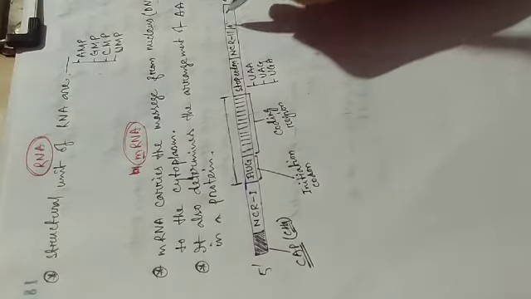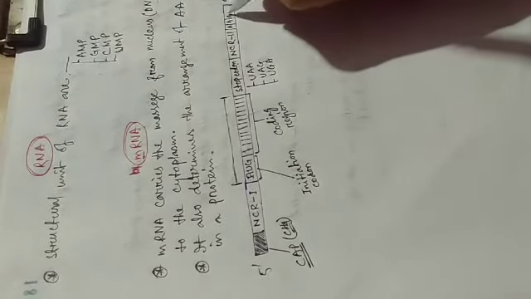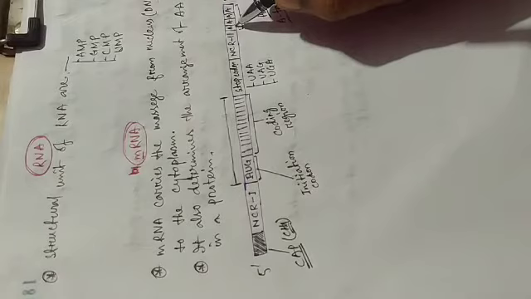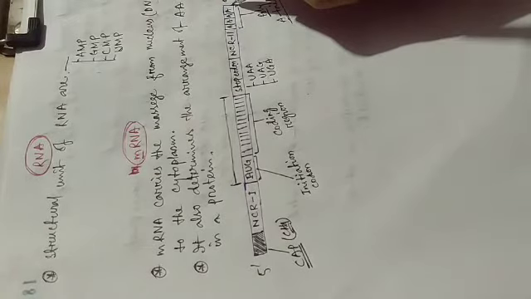Okay, then at the 3 prime end of the mRNA, it contains many adenine nitrogen bases, and this portion is called the poly A tail. Why is it called the poly A tail? Because many adenine bases are present repetitively at that portion. Okay, so that is the structure of mRNA.